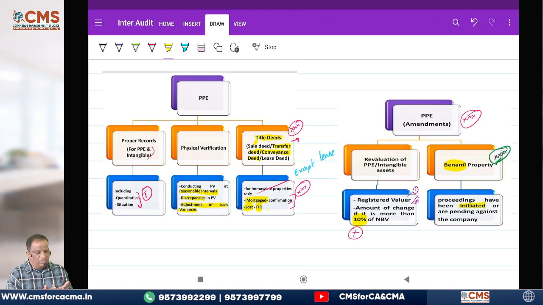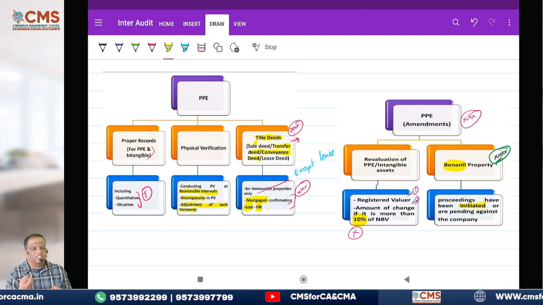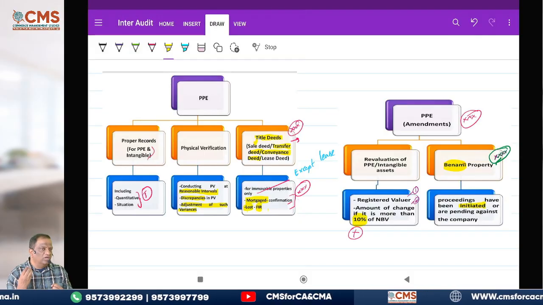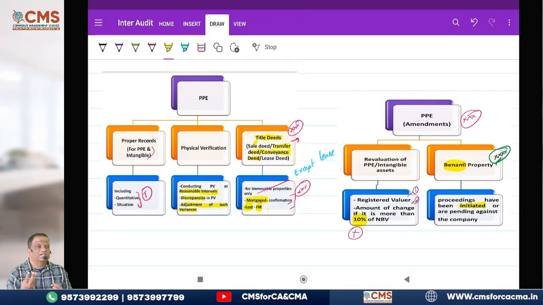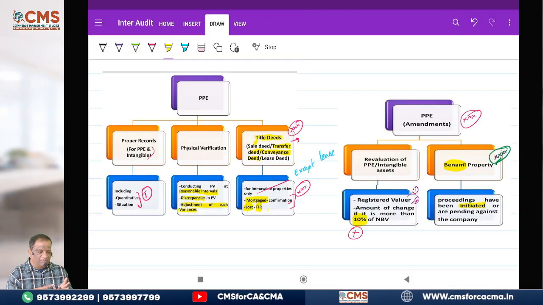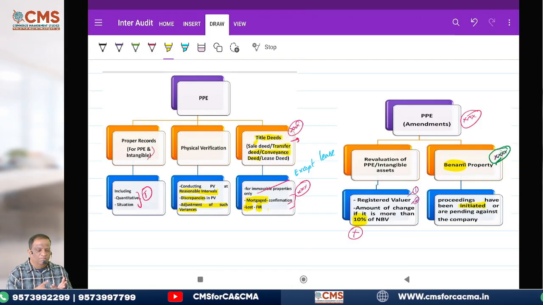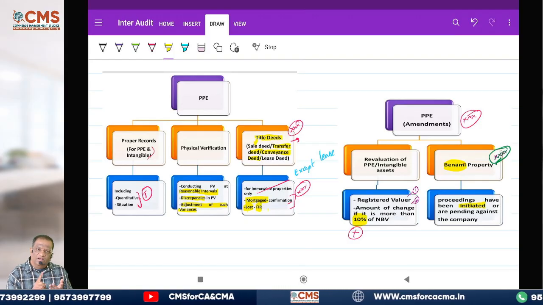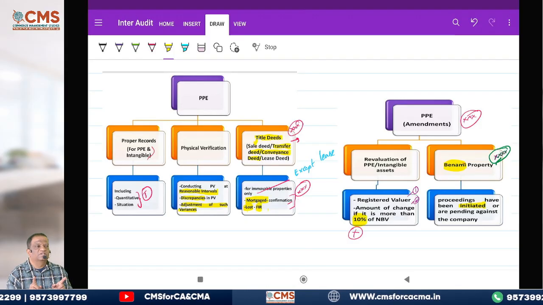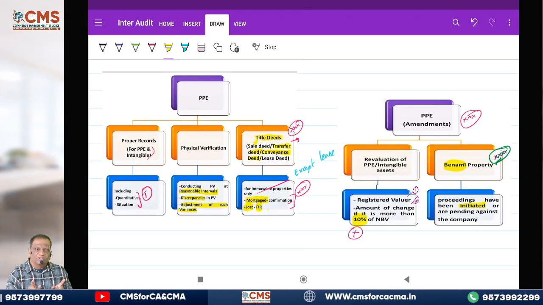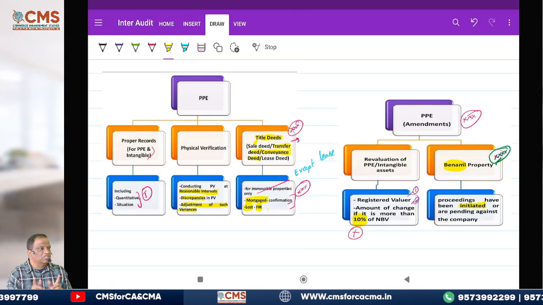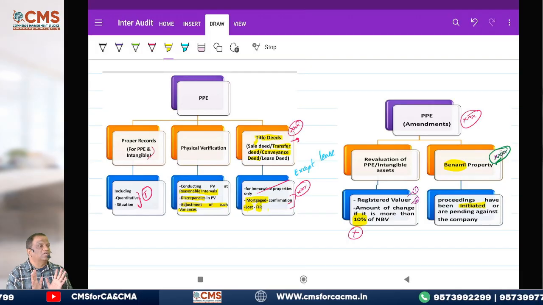Bank, insurance, Section 8, OPC, small company, and specified private companies. Now, what are the 3 conditions for private companies? Paid up capital and reserves, borrowings, and total revenue. What is the amount? 1 crore, 1 crore, 10 crore. Any one condition or all conditions? All will have to be satisfied to claim an exemption.